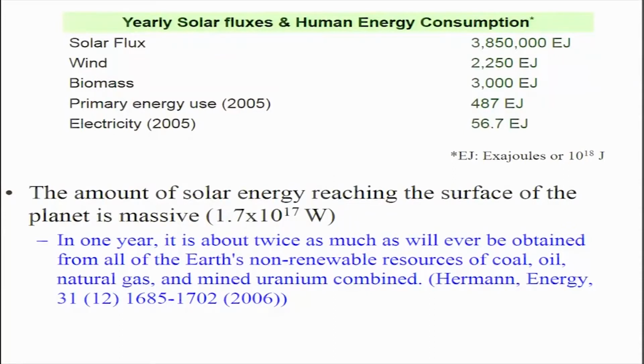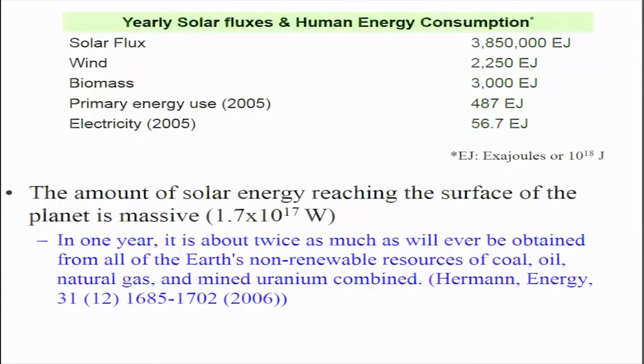So you can see that there is a huge potential in the form of solar energy that is available to us. The amount of energy that is available is about 3.8 million exajoules, whereas what we consume is maybe about 100 exajoules right now. So essentially, the amount of solar energy that reaches the surface of the planet is huge. This is the solar flux, but the amount of energy that reaches the planet is about 1.7 into 10 to the power 17 watts.